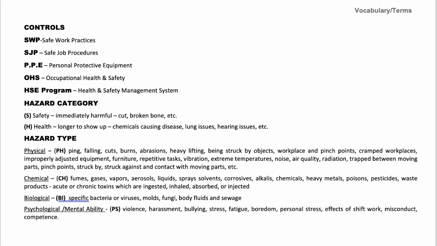And then finally is psychological or mental ability. This will be symbolized by PS in your hazard assessment, such as violence, harassment, bullying, stress, fatigue, boredom, personal stress, any effects of shift work, misconduct, and competence.